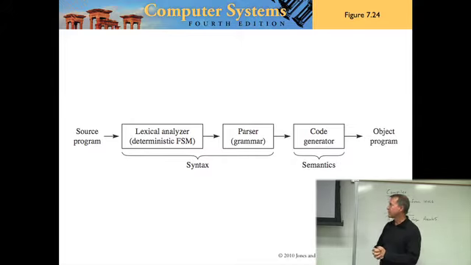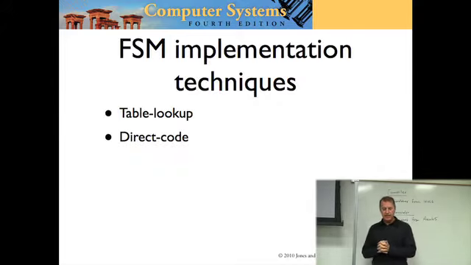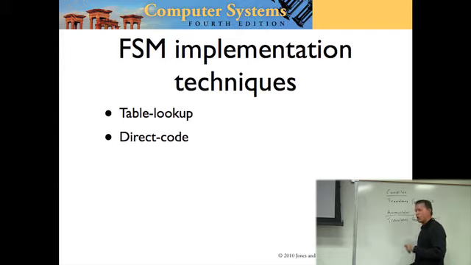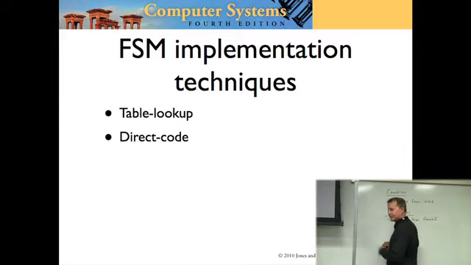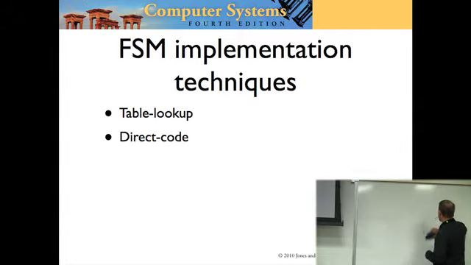Okay, so next item is, there are two coding techniques to implement a finite state machine. The first one is called table lookup, and the second one is called direct code. Your homework assignment for Thursday is to modify a table lookup program that we're going to look at here. We're going to illustrate this with this particular finite state machine.